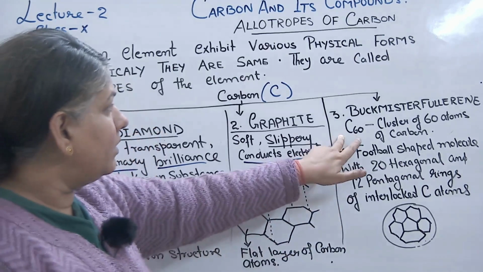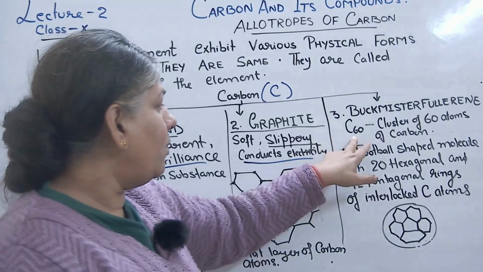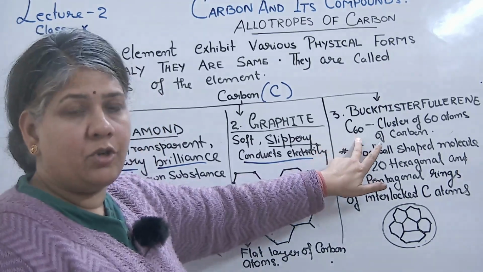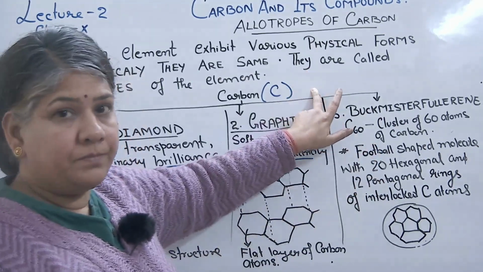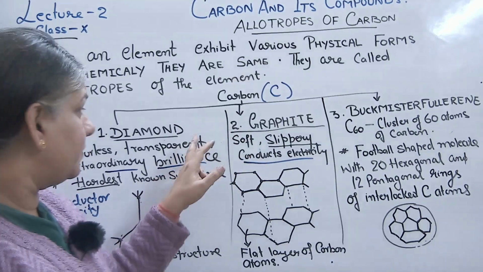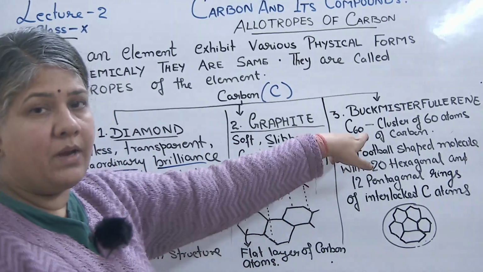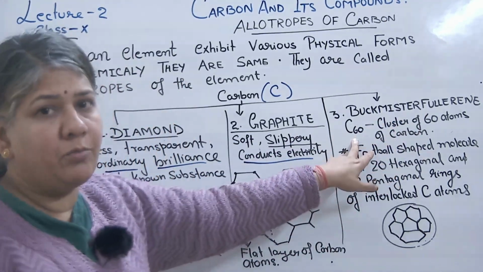Then another allotrope is Buckminster fullerene. One molecule of Buckminster fullerene is made up of 60 atoms of carbon. So this is the smallest allotrope. Diamond and graphite are giant networks of carbon, but this is the smallest allotrope, since one molecule of Buckminster fullerene is made up of just 60 atoms of carbon.